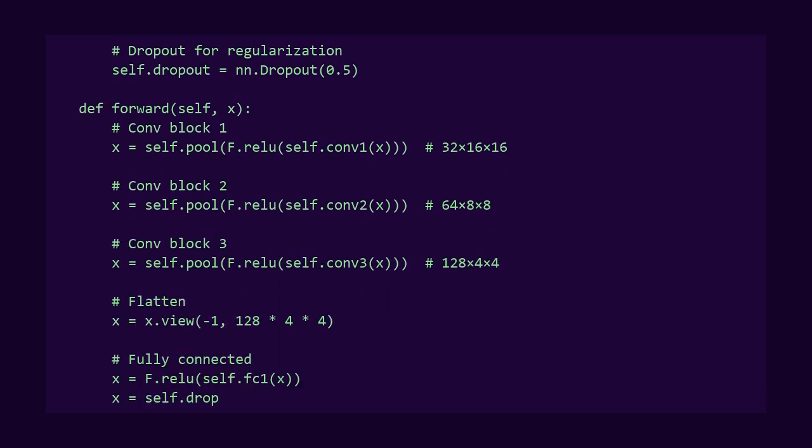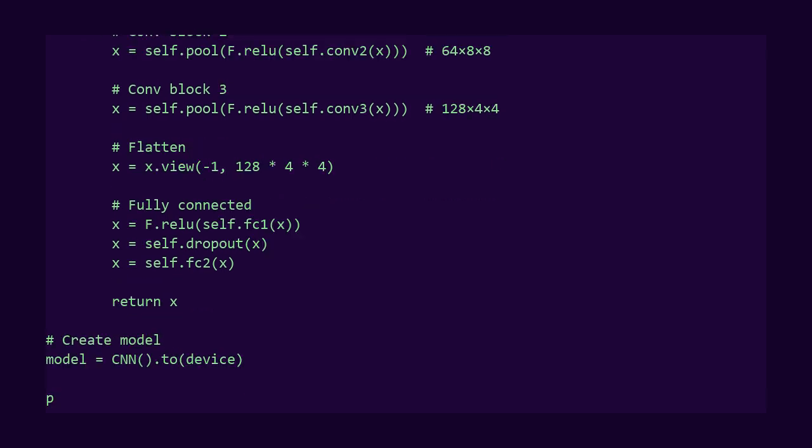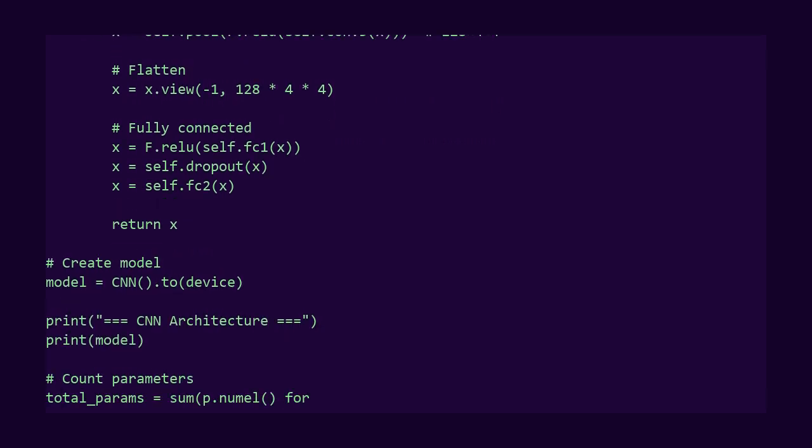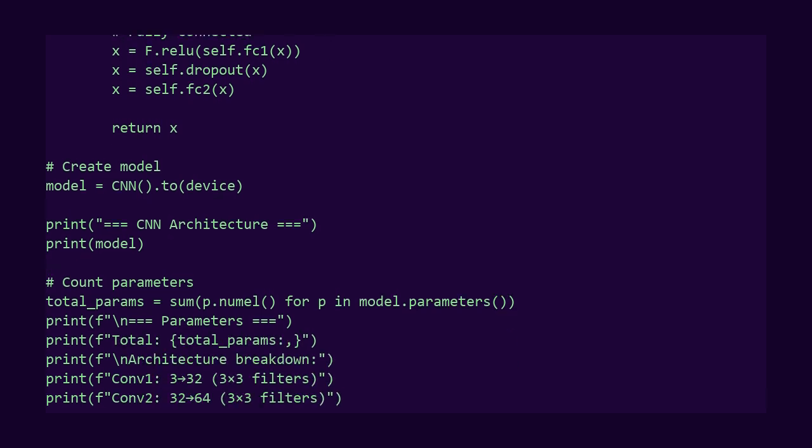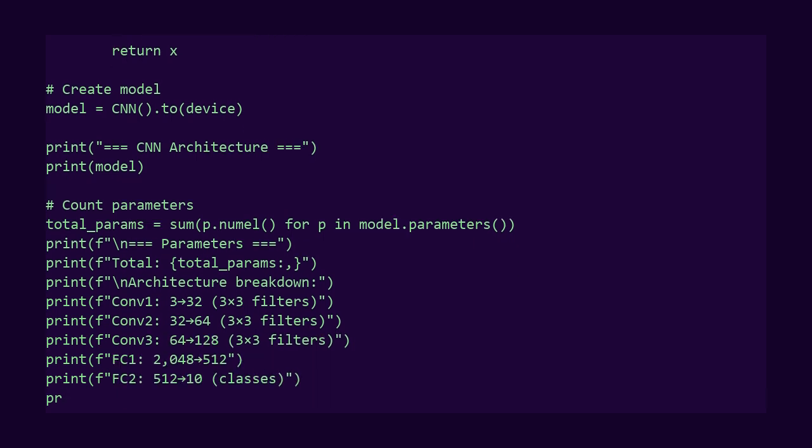Second, conv layer. Takes 32 input channels from previous layer. Produces 64 feature maps. Same kernel size and padding. Third, conv layer. Takes 64 channels, produces 128. We are extracting increasingly complex features. After convolutions, I use max pooling. This reduces spatial dimensions by half. Helps reduce computation and adds translation invariance.